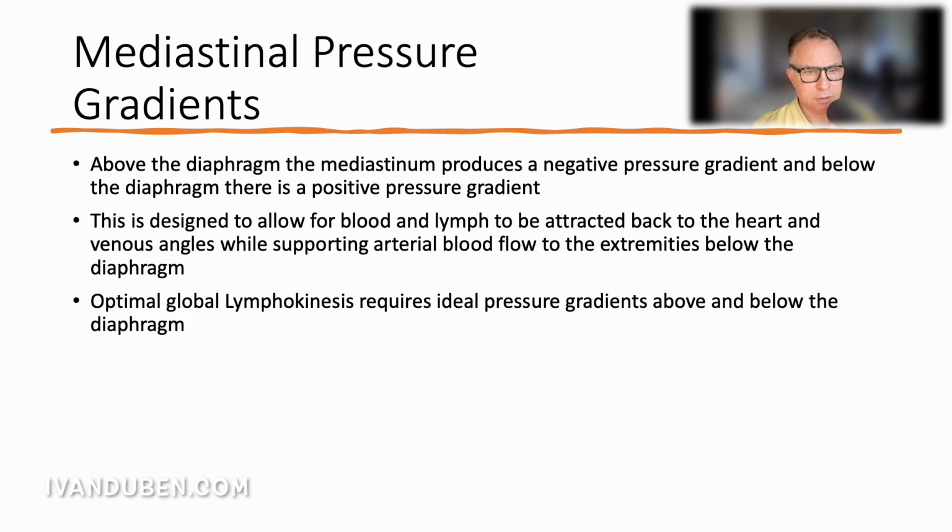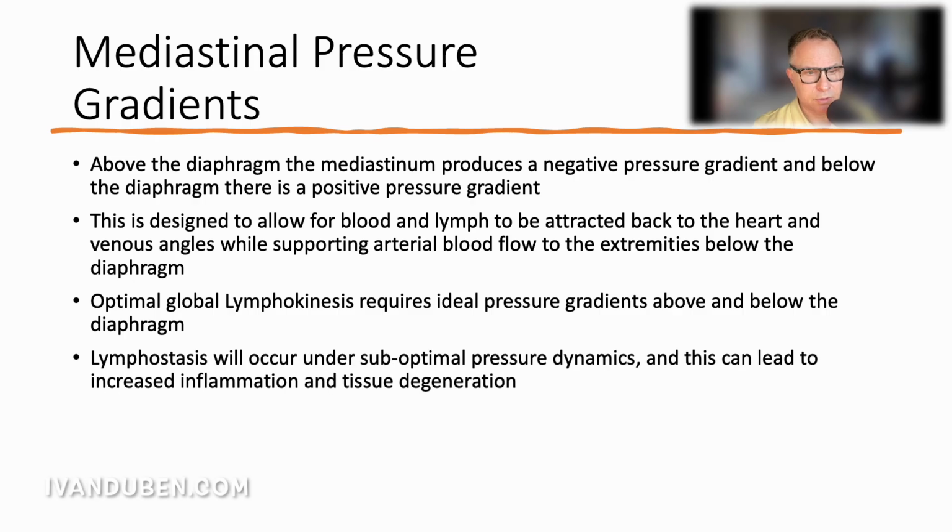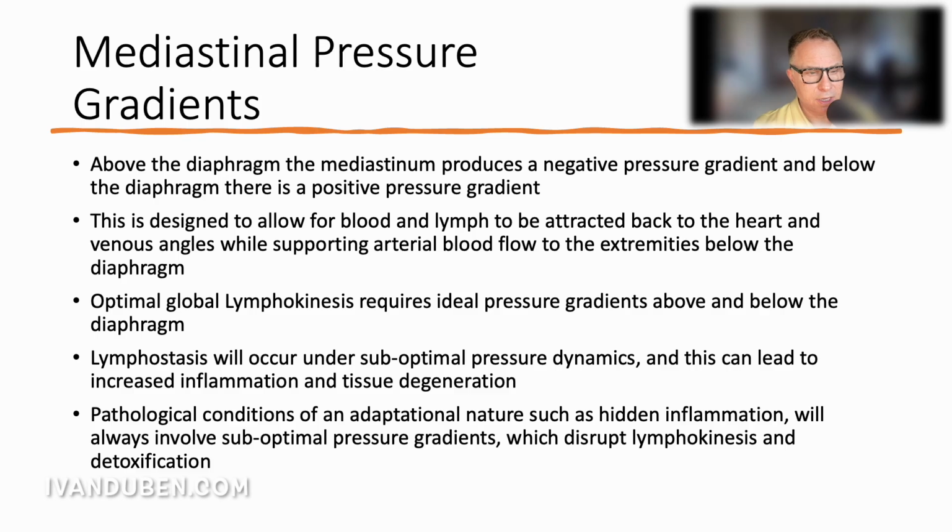Optimal global lymphokinesis requires ideal pressure gradients above and below the diaphragm. Lymphostasis will occur under suboptimal pressure dynamics, and this leads to increased inflammation and tissue degeneration. Pathological conditions of an adaptational nature, such as hidden inflammation, will always involve suboptimal pressure gradients, which disrupt lymphokinesis and detoxification. And where this appears to matter greatly is when we are supine, laying in bed, which we will spend roughly a third of our time doing.